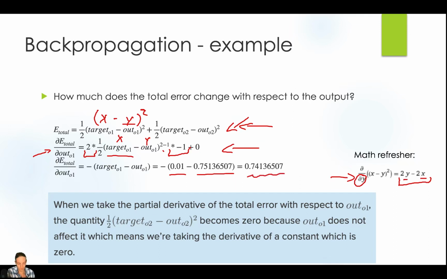Okay. So remember also that this term totally nullifies when we take the partial derivative. If we take the partial, it becomes 0. Why is that? Because there's no mention of out O1. So meaning the partial derivative of a constant is 0.